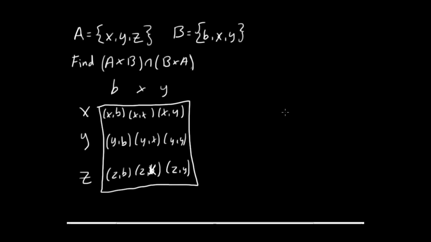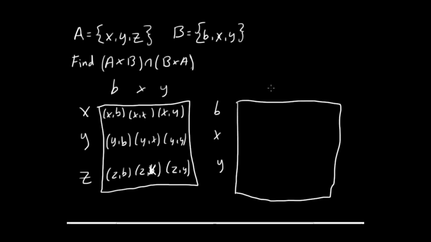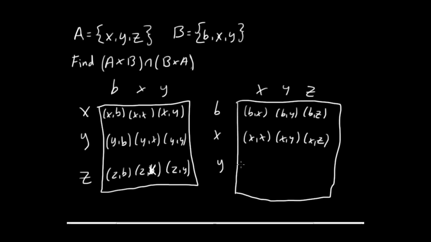Now we'll go over here and create a table for B times A. Let's put all our elements from B on the left side here, X and Y. And then all our elements from A will go on top, X, Y, and Z. And then we'll create our ordered pairs, XX, XY, XZ, and so on.